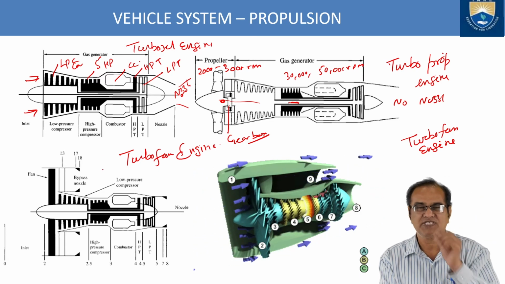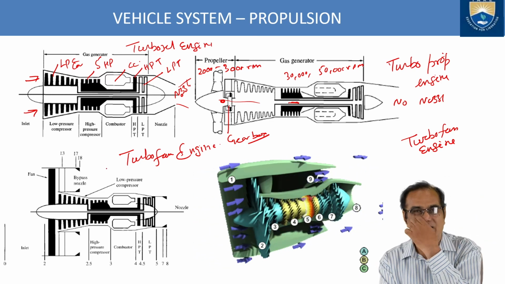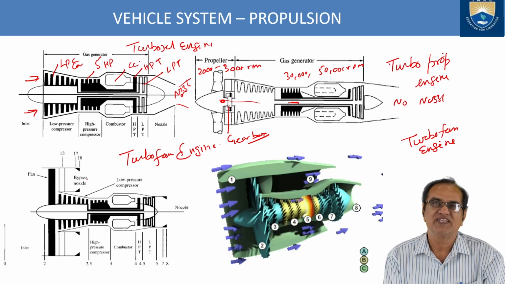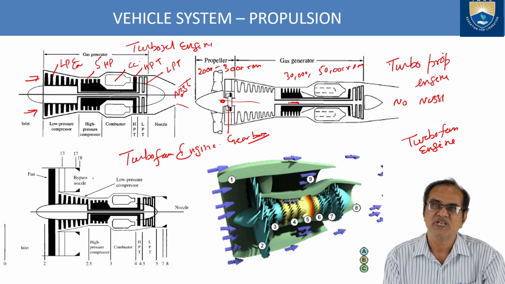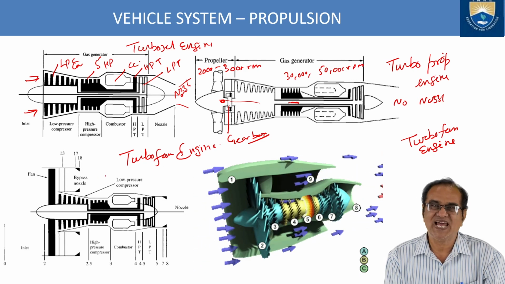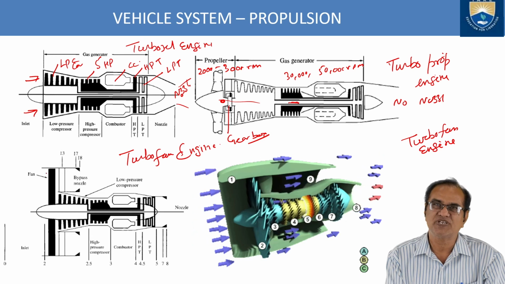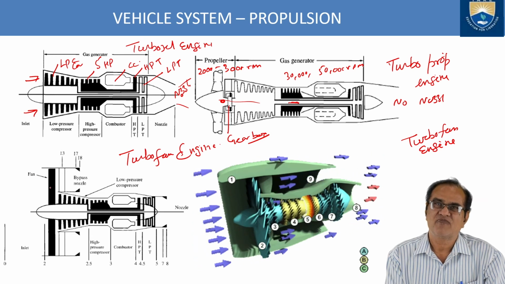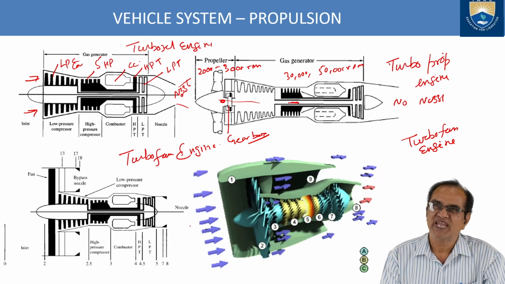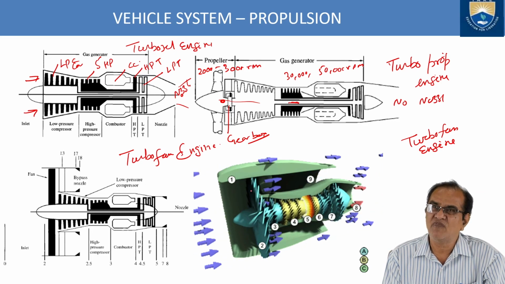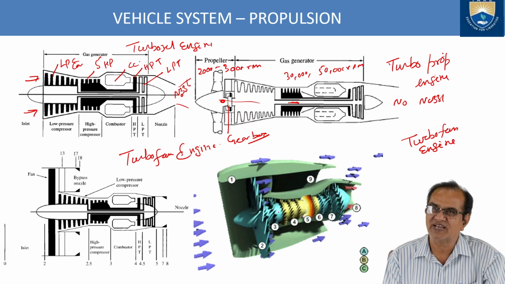Next, this is a very advanced engine nowadays, and most aircraft, even military aircraft like Rafale, use the turbofan engine because it is more efficient and very light. These are the advantages. So here we will have one fan. From this fan, you can see air is coming from here. Some air is entering the fan, and some air is entering the main core, going to the compressor.